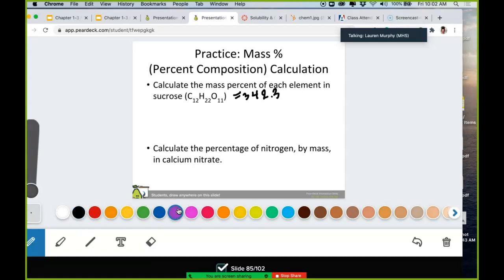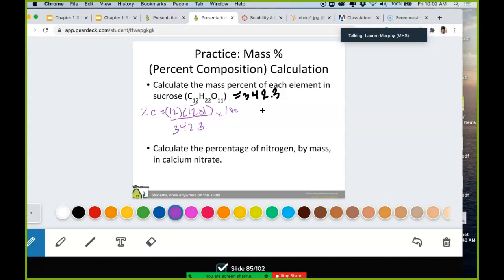Okay. So if you want the percent of carbon, percent of carbon is going to be 12 times, because there's 12 of them, 12.01 all over 342.3, the total molar mass of this compound, sucrose. Sucrose is table sugar, like the sugar that you eat.